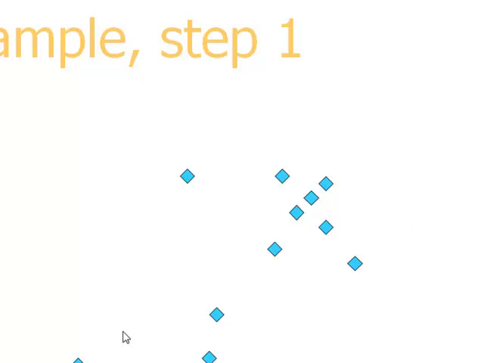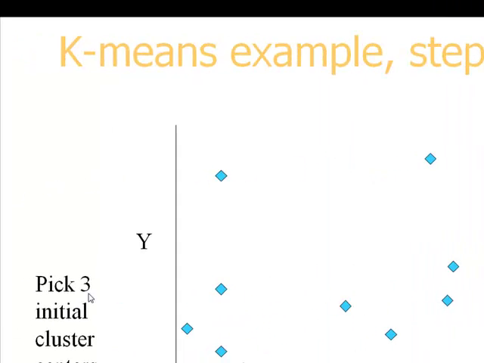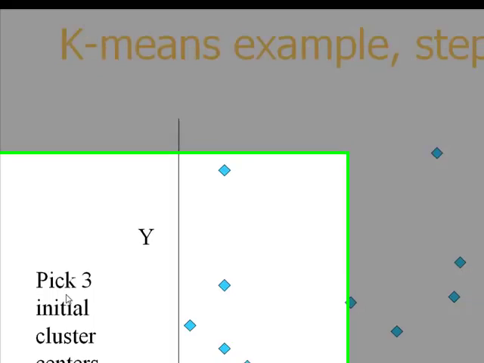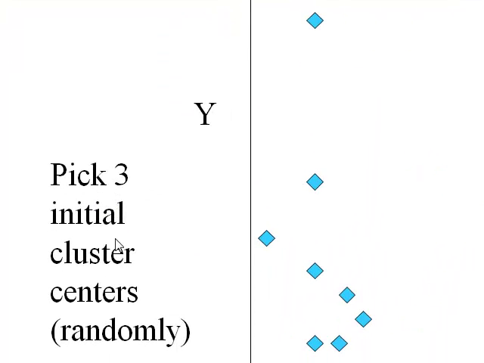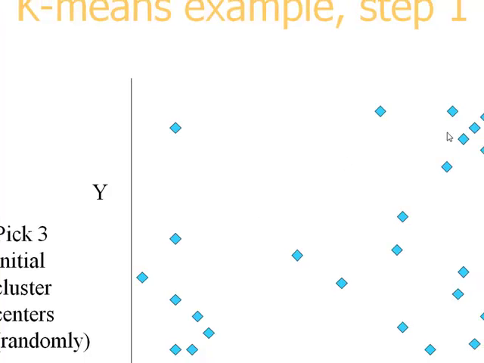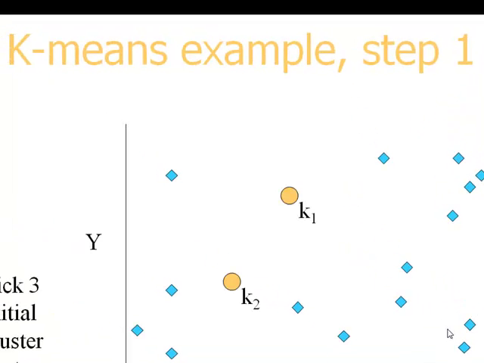Okay, so in order to do that, the first thing you want to do is pick 3 initial cluster centers. And you pick them randomly. It's kind of strange, but you pick them randomly. So you can put a dot here and another dot here and another dot here, or put them anywhere. Okay, so we pick 3 random centers for our groups. Okay, what's the next step?